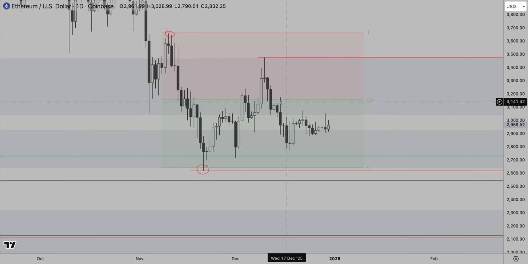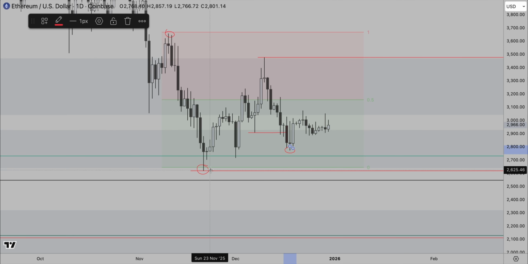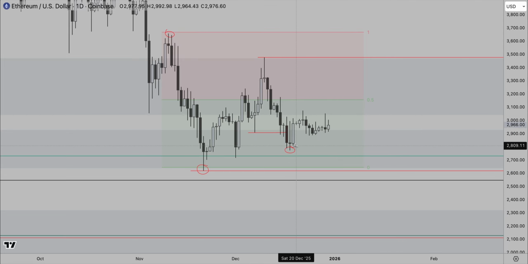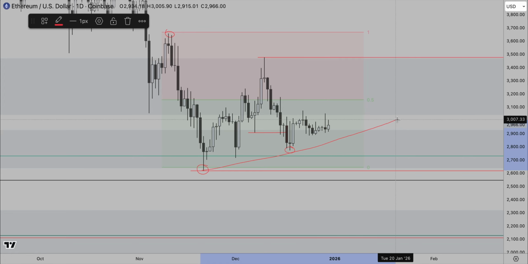Now that we're in this area down here, we had a sweep of liquidity. We've got this low down here. We've got a lower low, higher high, lower high, higher high. Okay, so you can see price is moving upwards like this essentially. So in theory, what we would expect on the daily time frame is for this to continue.